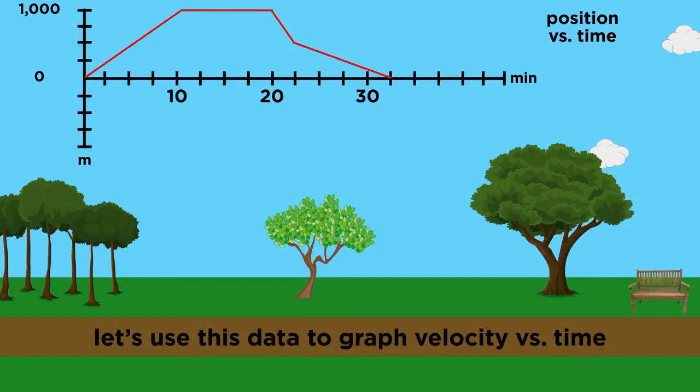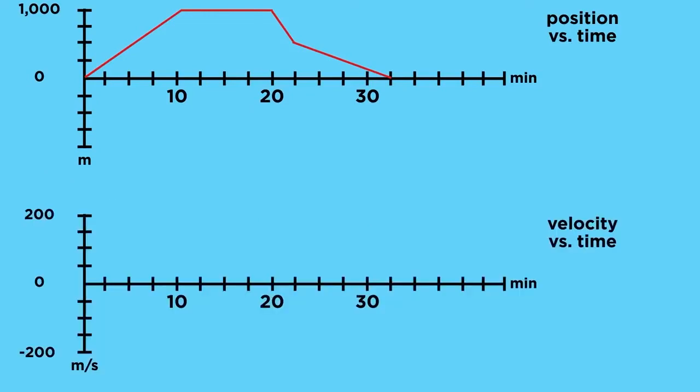One thing we will want to be able to do is to take this data and draw a graph for the same activity, but with velocity on the y-axis. To do this, we just translate each line segment. For the first bit, we see that we went 1,000 meters in 10 minutes, so that's a velocity of 100 meters per minute. So we can draw a horizontal line segment at 100 meters per minute, extending until the 10-minute mark, because you moved with constant velocity during that time.